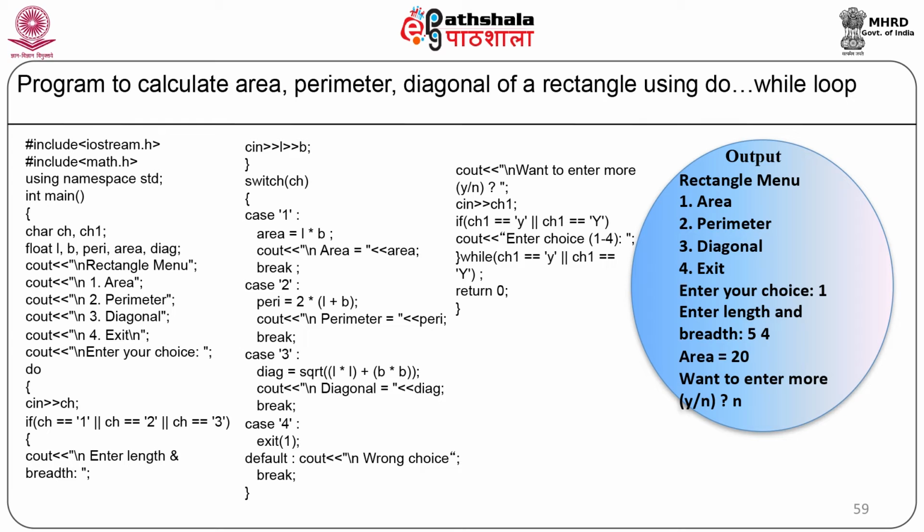Suppose the values are 10 and 3, it will display the perimeter value as 26. It will again display the message, do you want to enter more? Now, if the choice is no, it will come out of the program.